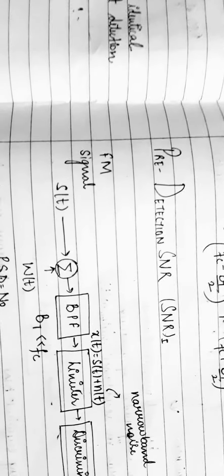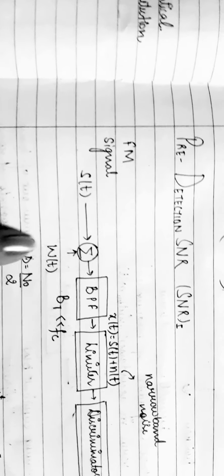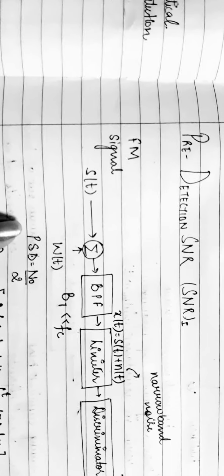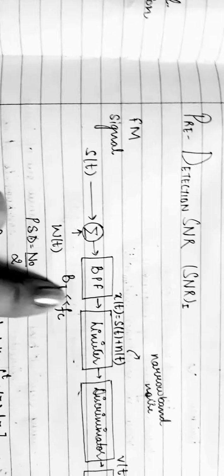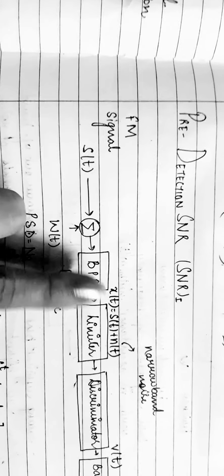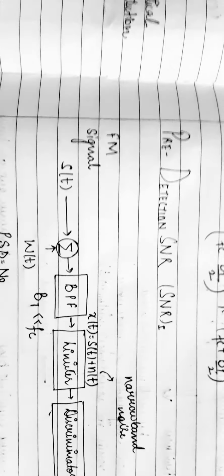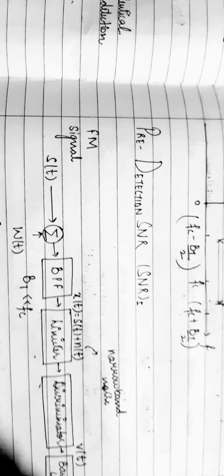So here we consider a typical FM receiver. Here we have an input signal, that is s(t), that is passed through the front end receiver noise w(t), and the power spectral density of white noise is N0/2. It is passed through your band pass filter. After passing through the band pass filter, we get the output x(t) = s(t) + n(t). Now for the detection process we consider two new terms, that is your limiter and discriminator.